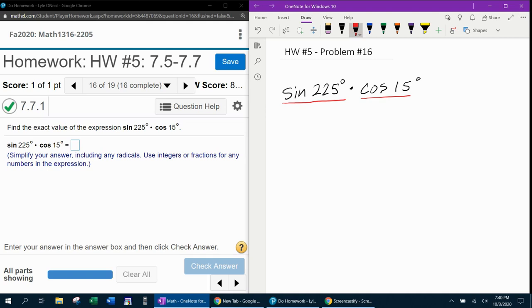So let's do sine of 225 first. If we go to 225 degrees and get the y coordinate, that's going to be negative square root of 2 over 2.